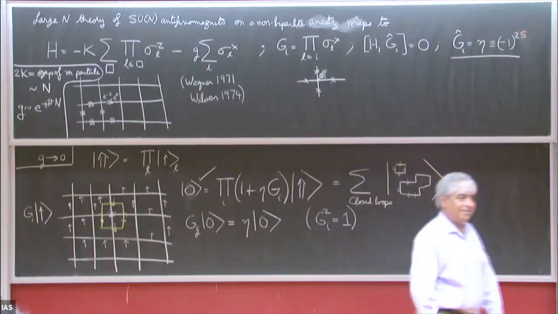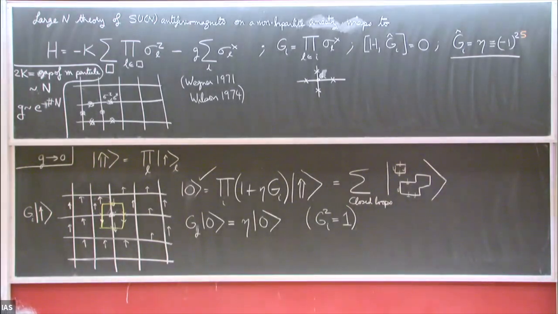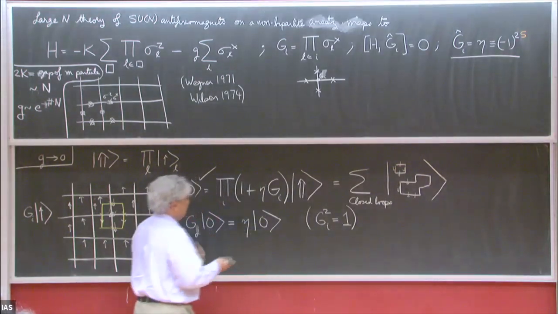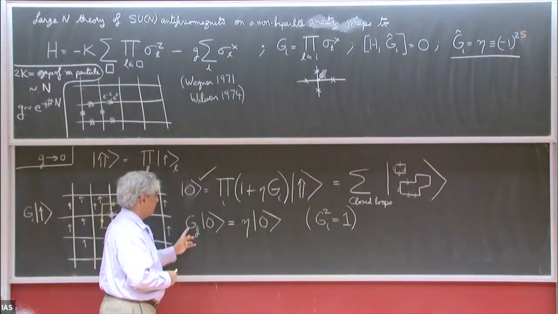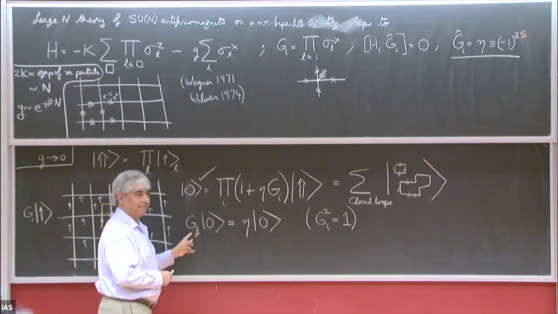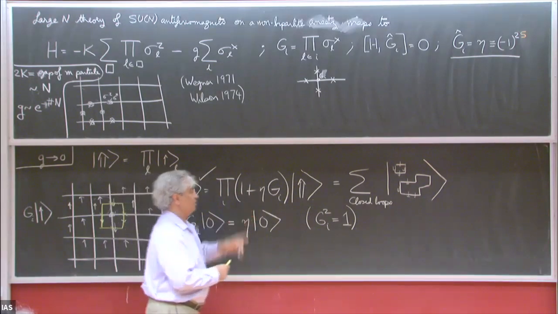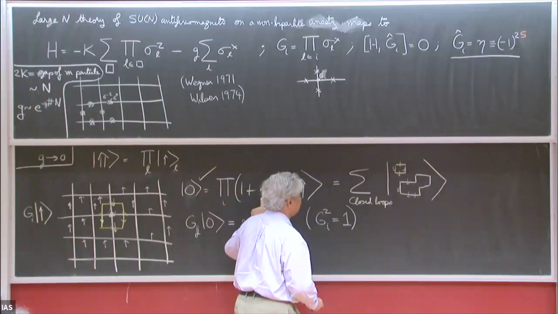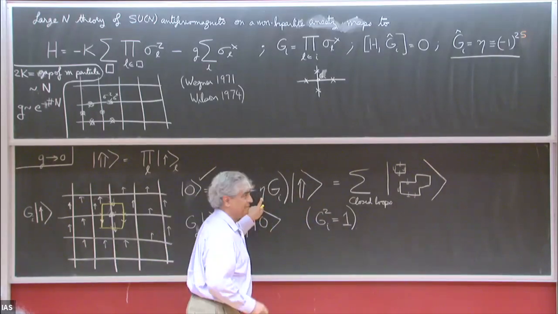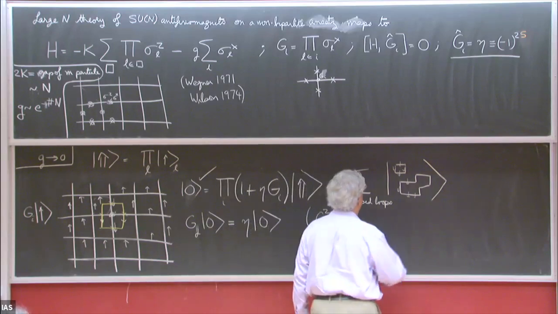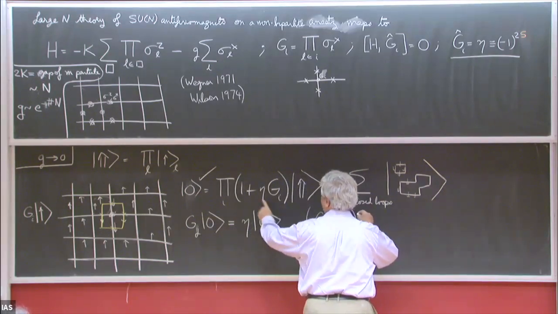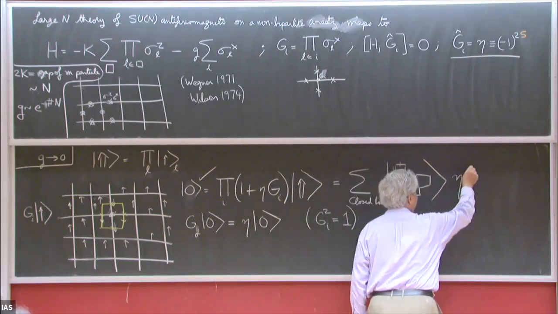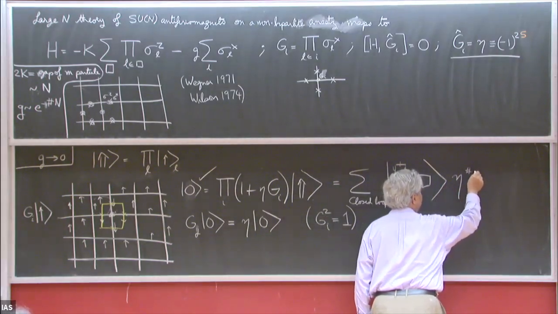Can you see the dependence on data in this presentation? So right now, eta doesn't make much of a difference, but I'm just making sure the constraint is satisfied. So the eta is going to give a phase factor here. There'll be a factor of eta for each closed loop, so eta to the power of the number of plaquettes enclosed.